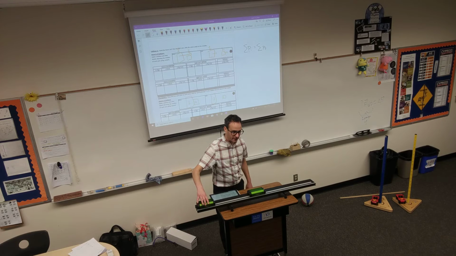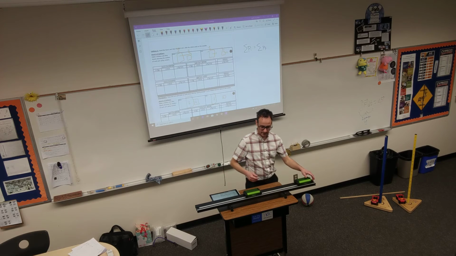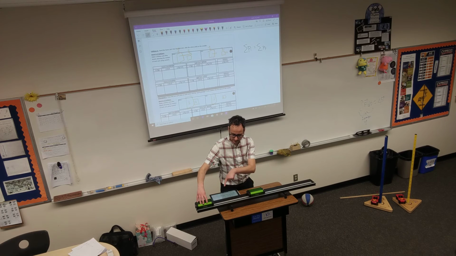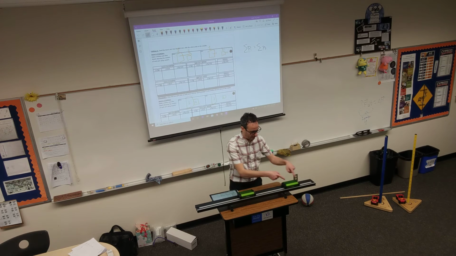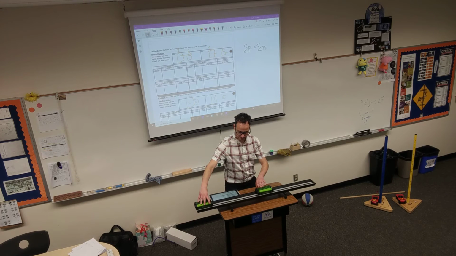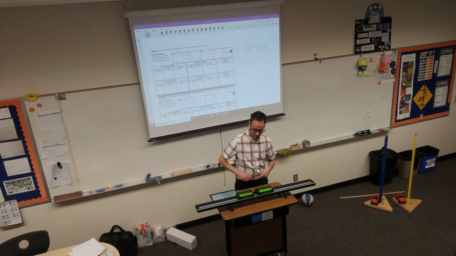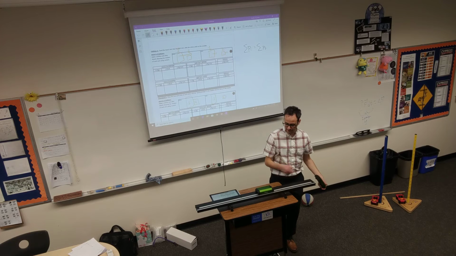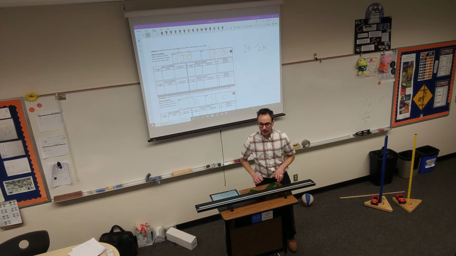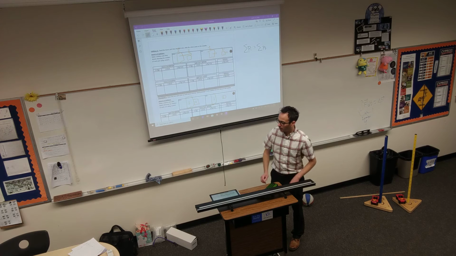So starting with collision 2, which is this one, right? At the end, both carts are moving this way. You can see some of the momentum of this cart was transferred to this cart. At first, this one's moving fast. It transfers some of its momentum over to that one, but it's still moving as well. It's still got some momentum. Not perfectly elastic.